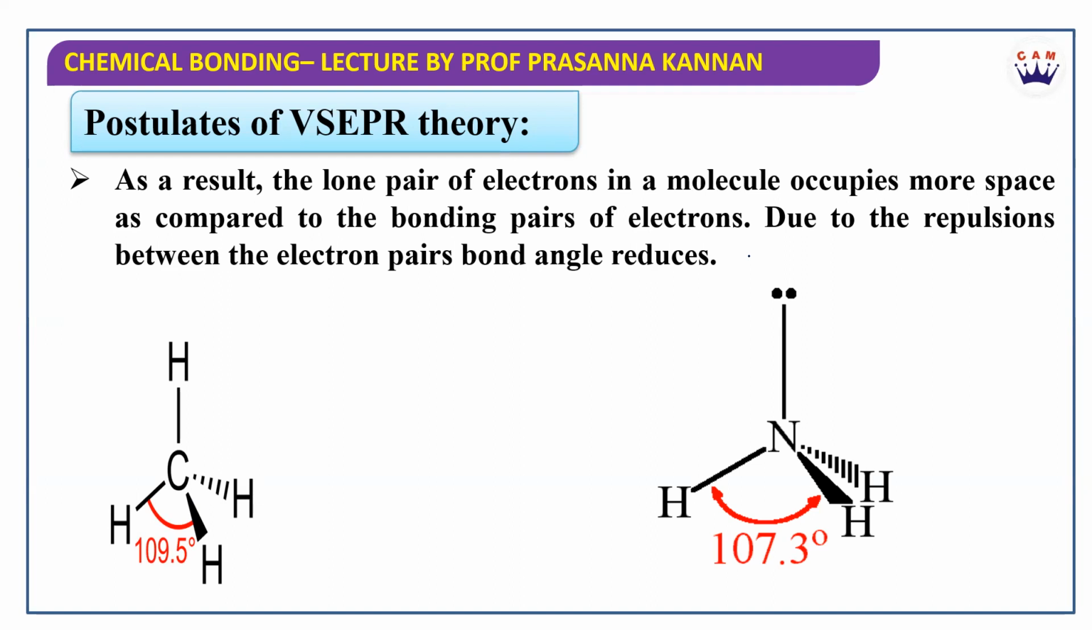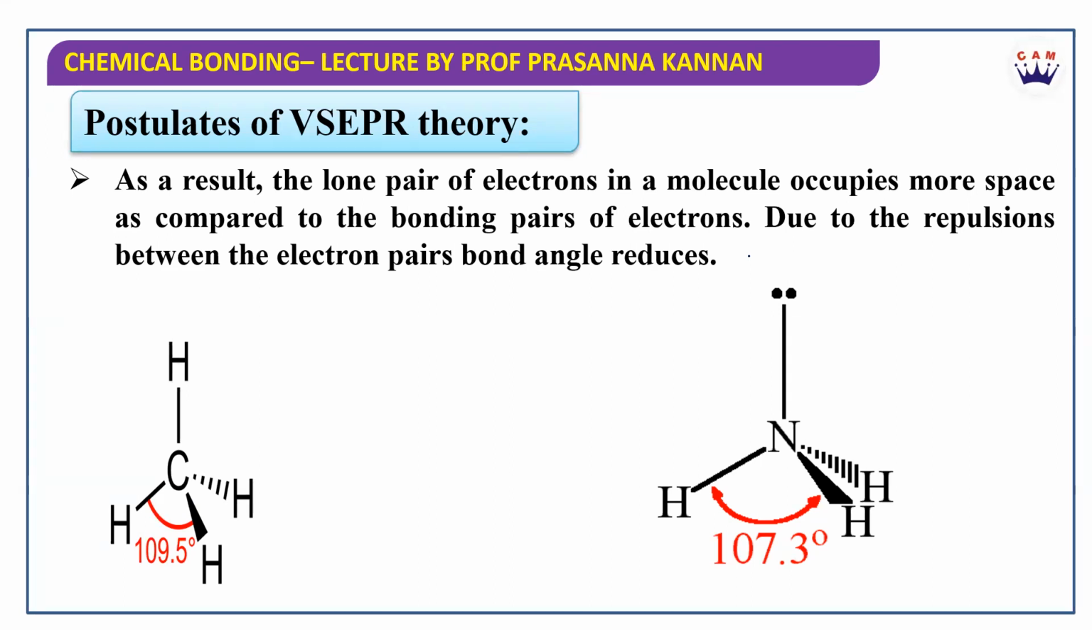Ammonia, if you include the lone pair of electrons, then it kind of follows the tetrahedral structure. But usually you don't associate the lone pair of electrons for deciding the geometry. Geometry is decided only based on the bond pair of electrons. So you may expect this angle to be 109.5, but it is not so. It is approximately 107 degrees.